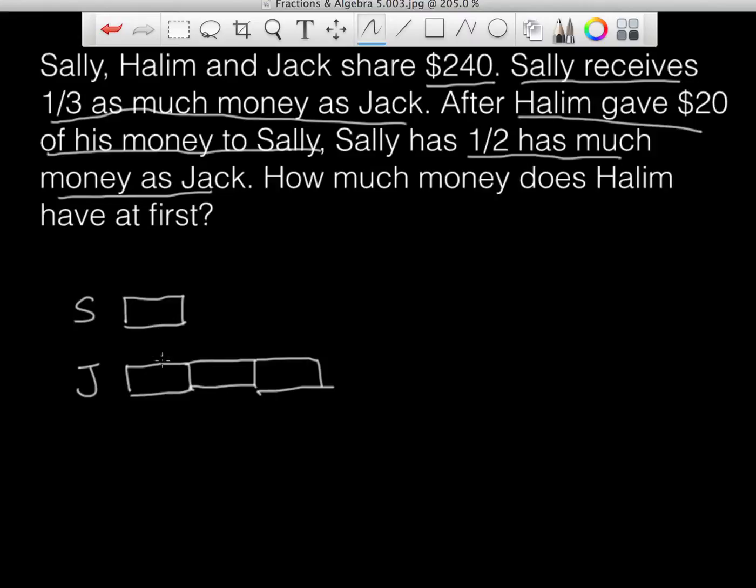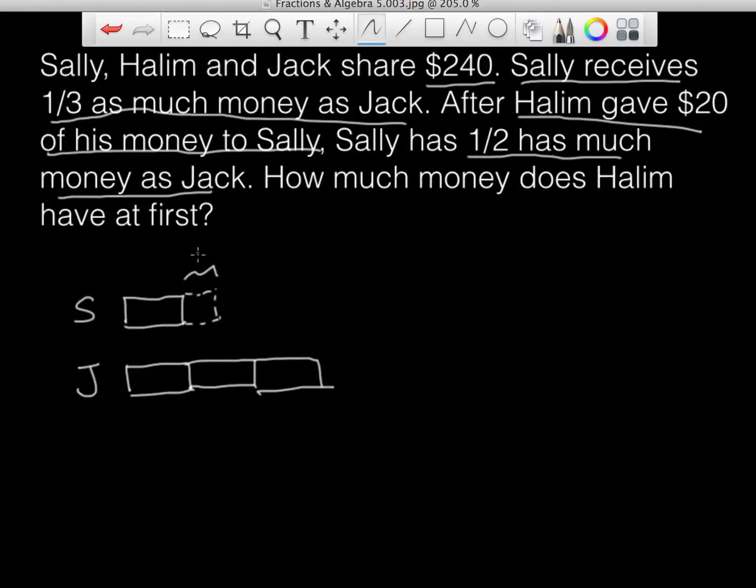Okay, now let's go back to the first model that we have drawn. Obviously, in this model here, Sally does not have half as much money as Jack. This is before she was given the money by Halim. Here, Sally only has one-third as much money as Jack. For Sally to have half as much money as Jack, we need to draw out this. Okay, then this shows that Sally has half as much money as Jack.